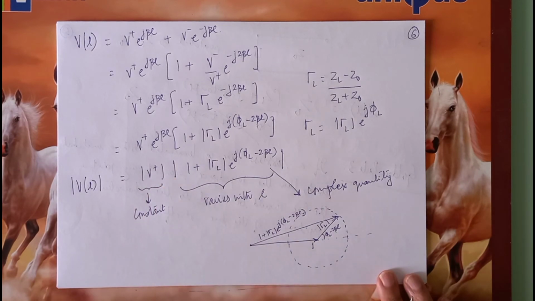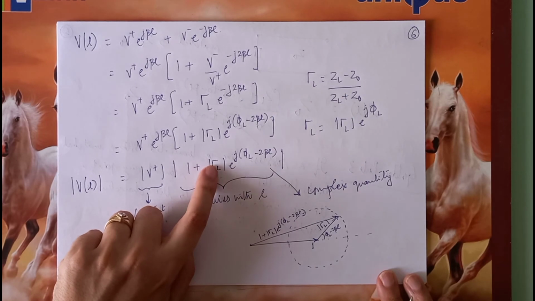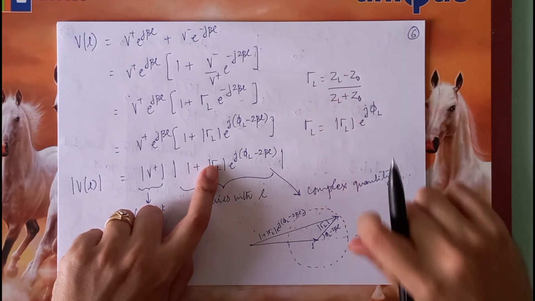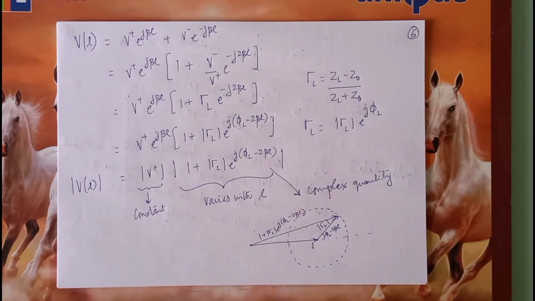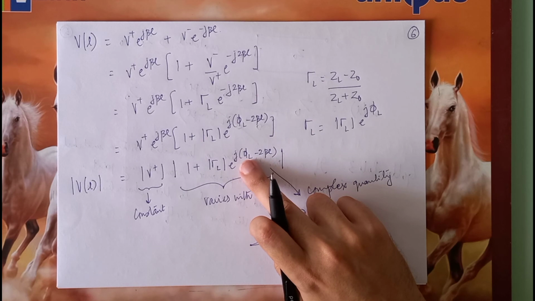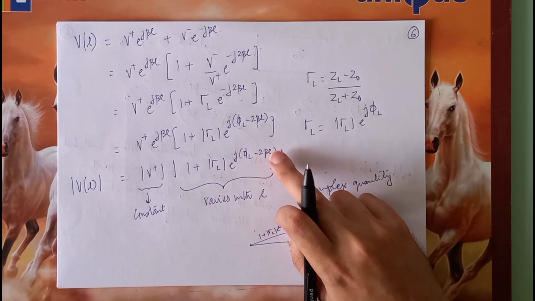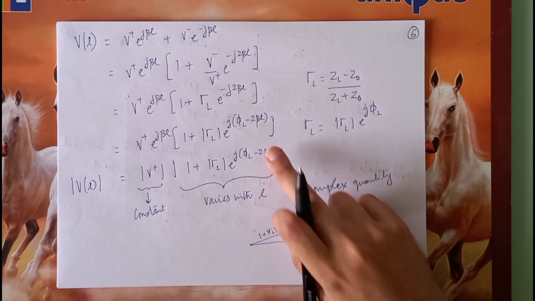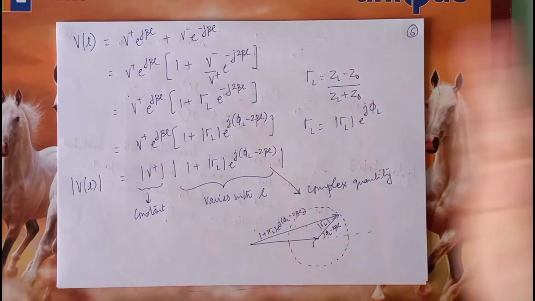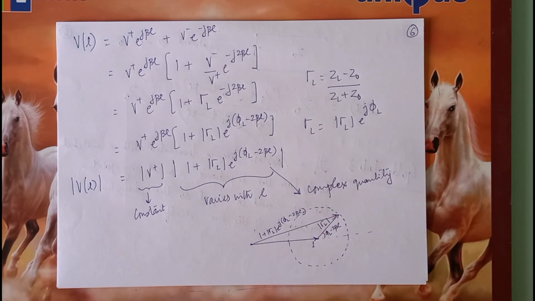Now in this expression, which are constants and which are variables? Well, V plus is a constant, as we already know. 1 is a constant. Gamma L is a function of ZL and Z0, which are constant once the load impedance and line impedance are fixed. They don't change. Likewise, even phi L is a constant. Beta is a constant because it depends on the wavelength, and L is variable because we can change our position at any point on the line.